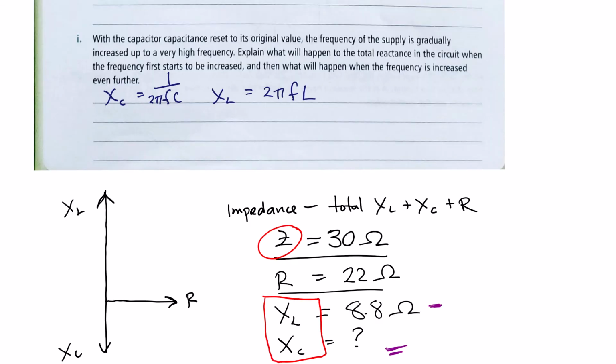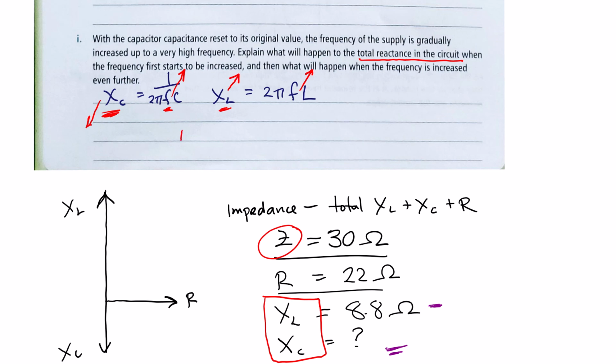Okay. With the capacitance reset to its original value, the frequency of the supply is gradually increased up to a very high frequency. Explain what happens to the total reactance in the circuit when the frequency first starts to be increased, and then what will happen as the frequency is increased further. Okay, so what happens to the capacitive reactance as the frequency increases? As the frequency increases, the capacitive reactance decreases, and the inductive reactance increases.